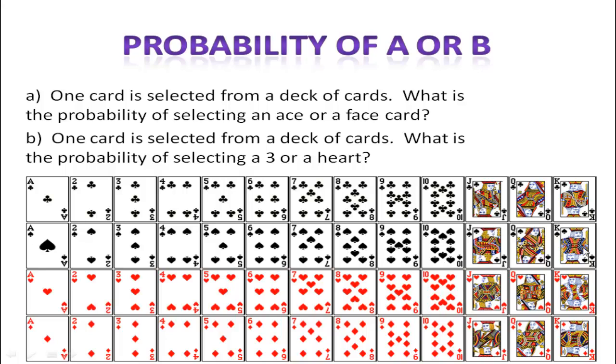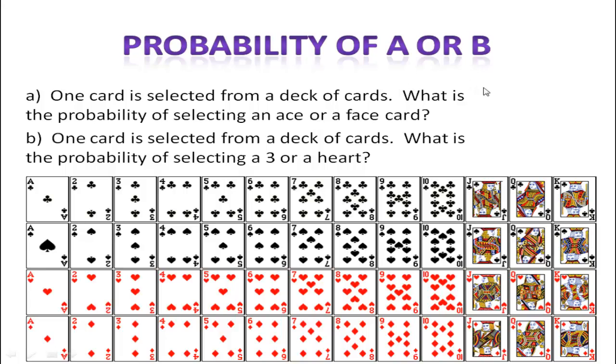Now, are these events mutually exclusive or inclusive? Mutually exclusive means, can they happen both at once? Can I select a card and have it be a face card and an ace? No, there's no way. It's either an ace or a face card. It can't be both. So letter A is mutually exclusive events. That means I add the probability of A and the probability of B, and that's it.